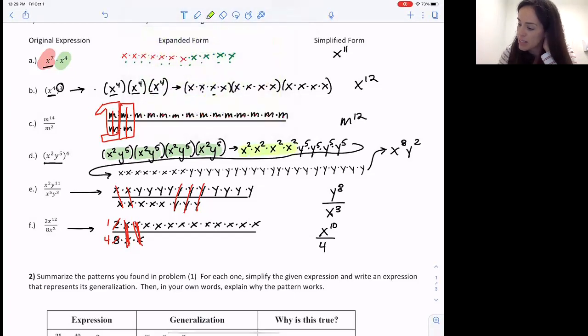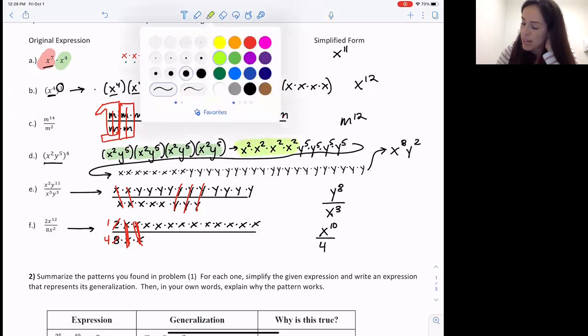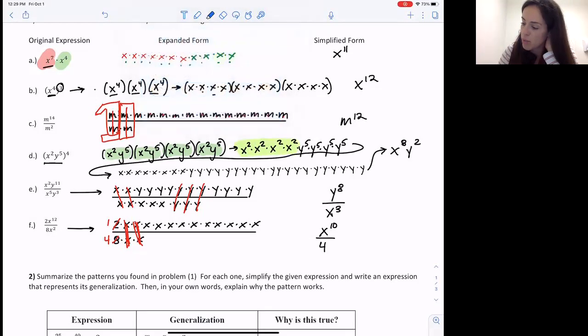Here are all my x's. I know I have 4x squareds. And here are all my y's. I have 5y to the fifths. Then I said, if I want, I could have expanded that even more.